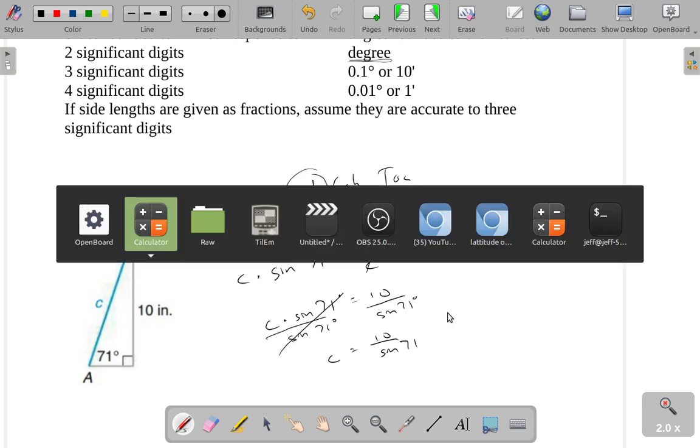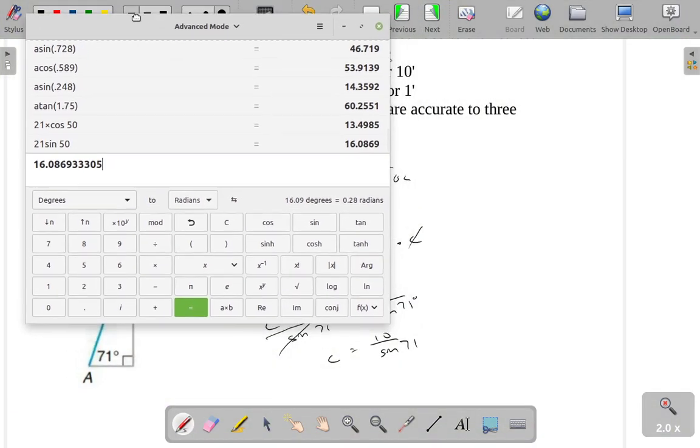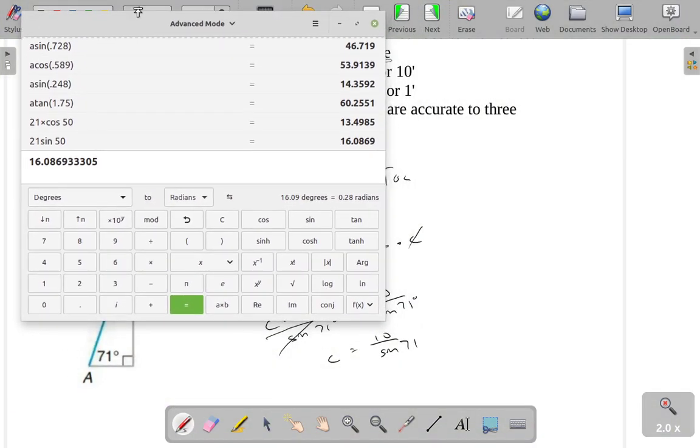So when you're trying to figure out what to do for these, don't try to just memorize what's going to happen. Set up your equation and solve your equation just like I did here. I wonder if that's right. 10 divided by sine of 71. I don't know if I can type sin for sine. Oh yeah, I can. Cool. It looks like I can though.